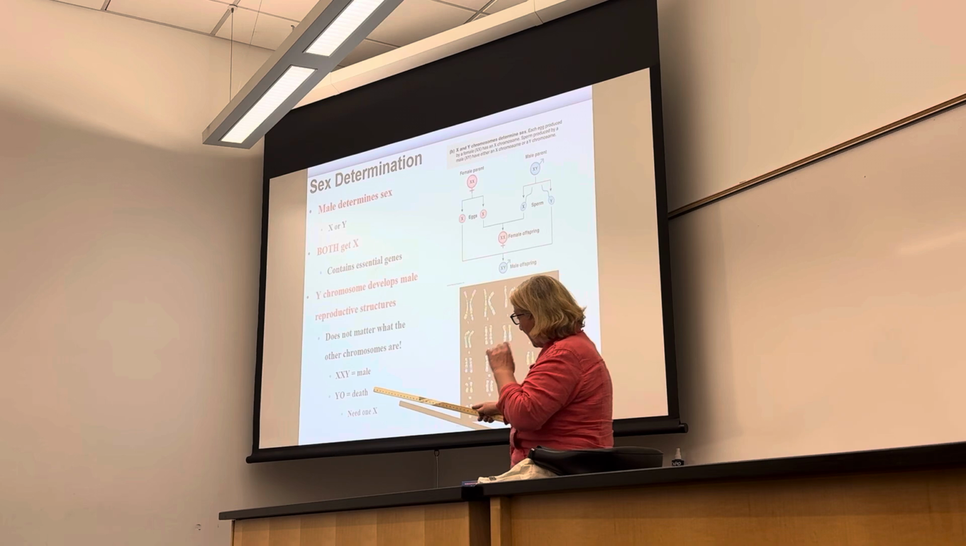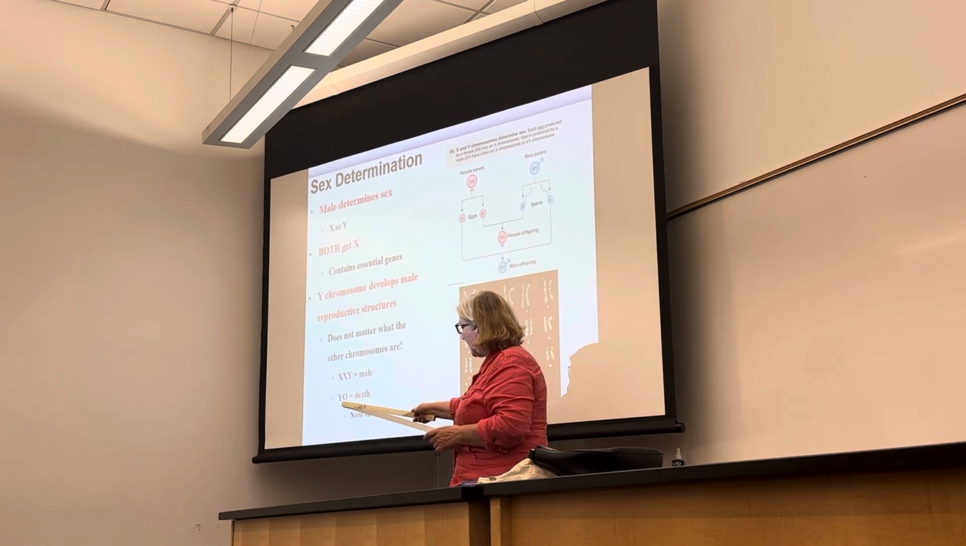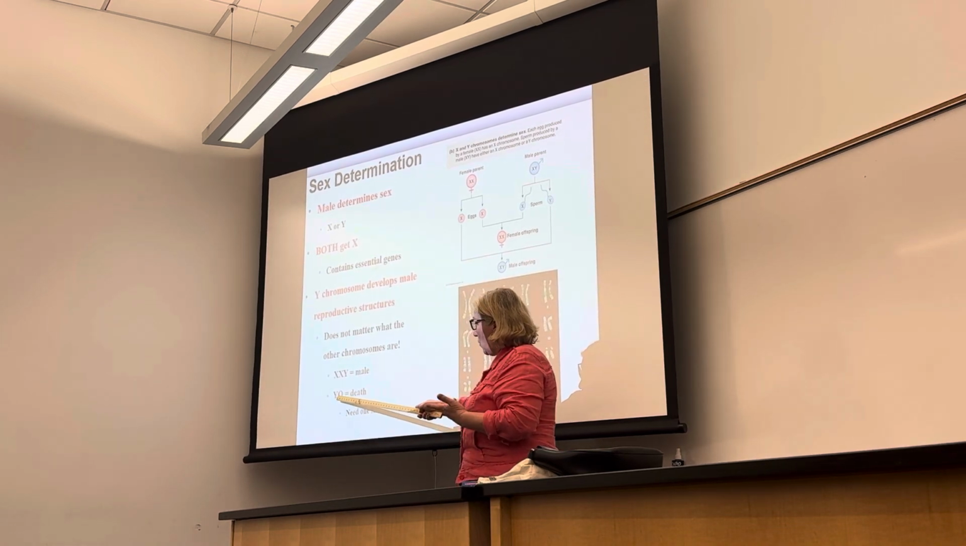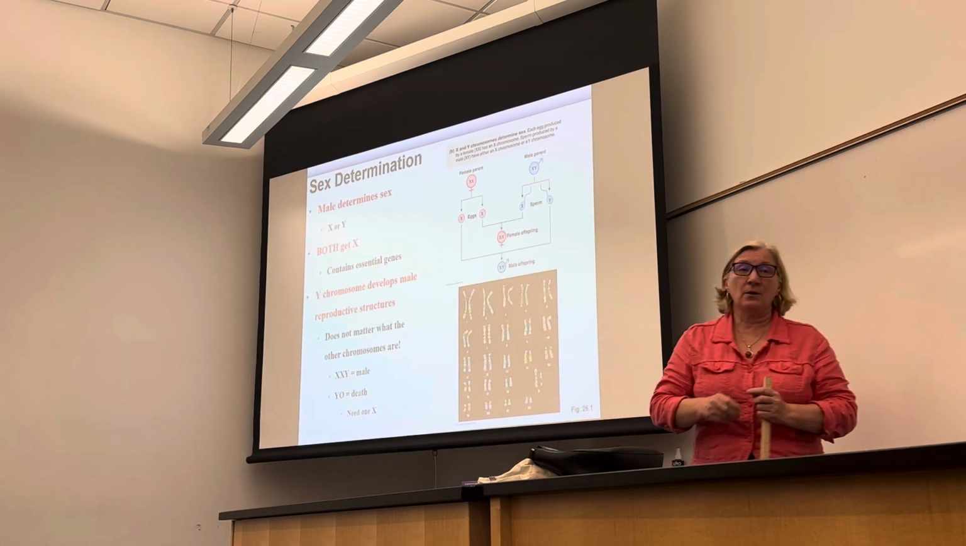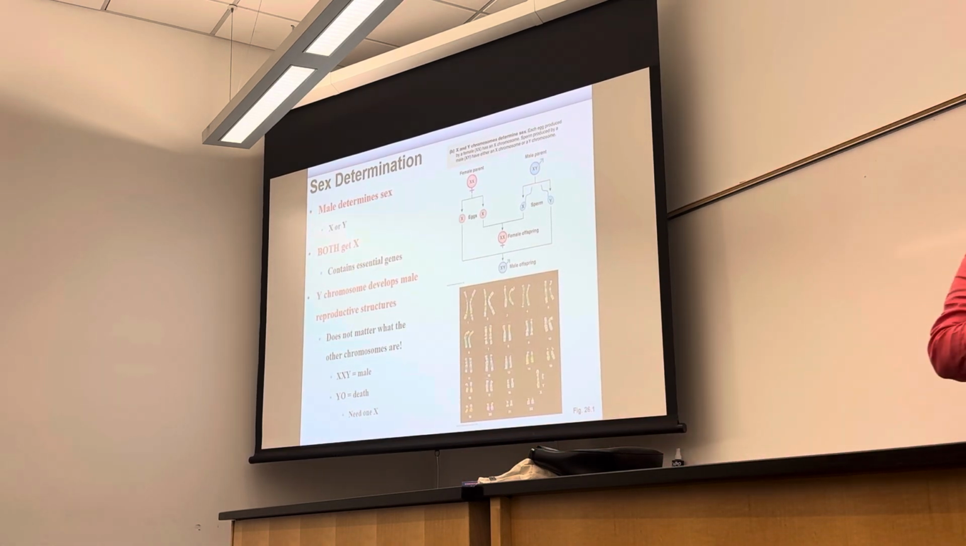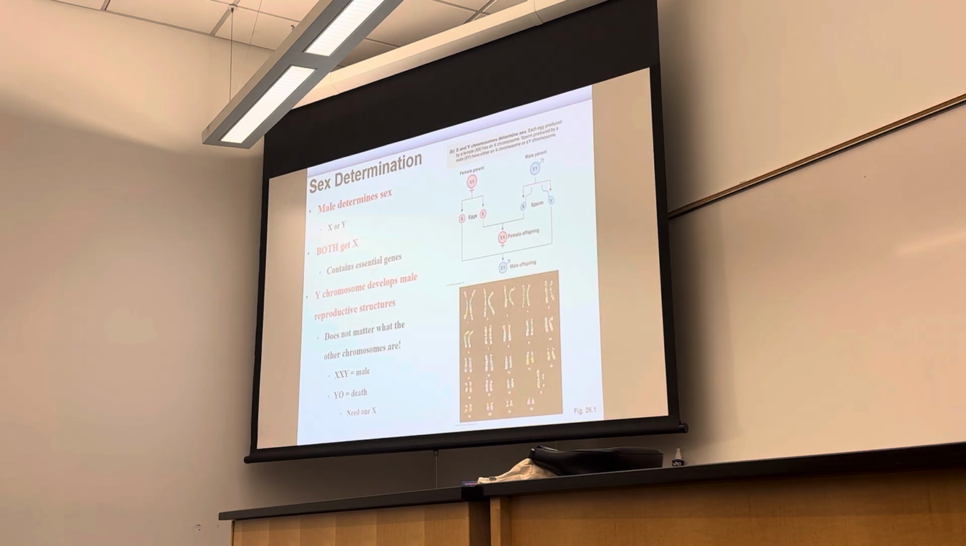Now, if you did not get an X, and we will designate it as YO, that would not be okay. That embryo will self-abort. You will really never know about that, because we generate a lot of zygotes, and they may not ever come to fruition.